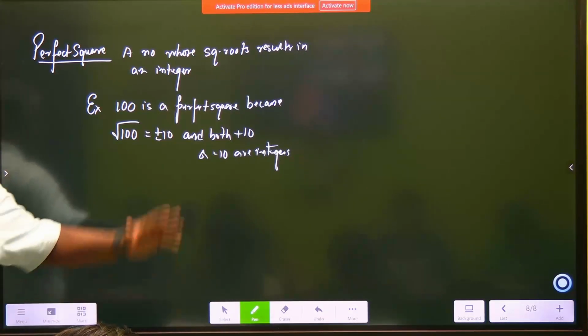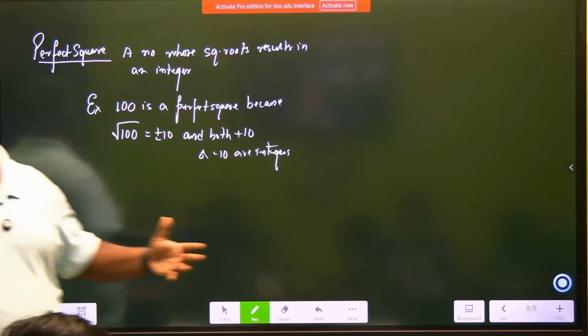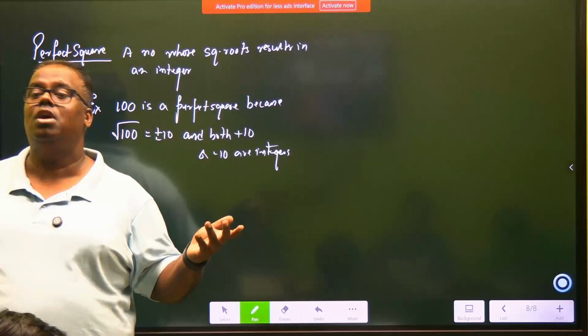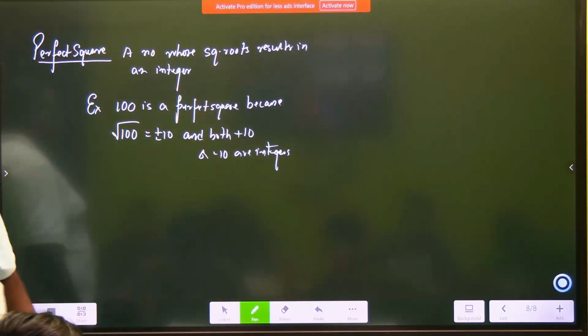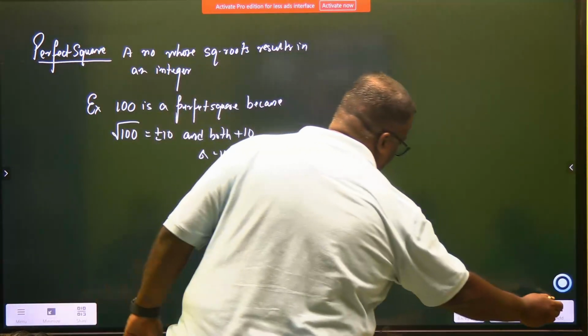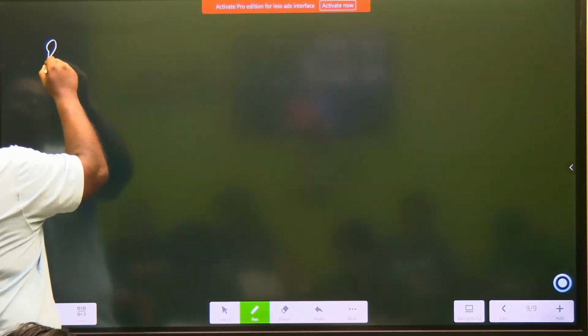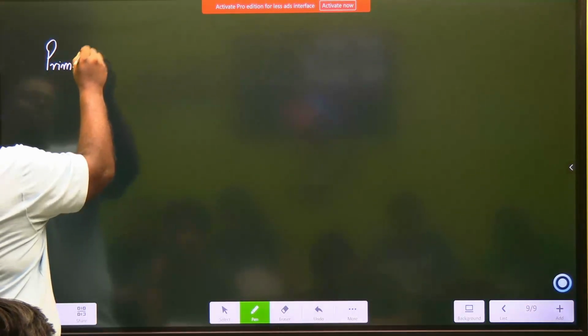So we have understood about perfect square. Perfect square को root करने से we will always get an integer. But a given number is a perfect square or not? How do I know? Okay. So first we will now learn a tool which is known as prime factorization. This is important.